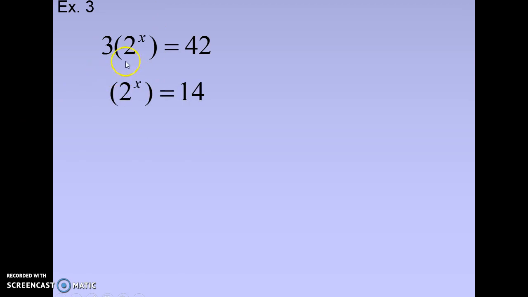When we divide our left side by 3, it cancels out our 3 and leaves us with 2 to the x power. On the right, 42 divided by 3 gives me 14. Now, what's my next step? Well, because we can't do like bases, simply put, all we do is apply our log base formula. So we take our 2 and make it the base of our logarithm. So we have log base 2 of 2 to the x power equals log base 2 of 14.